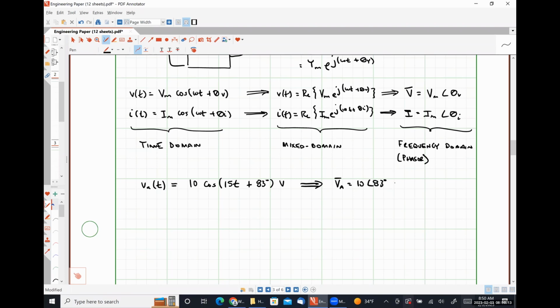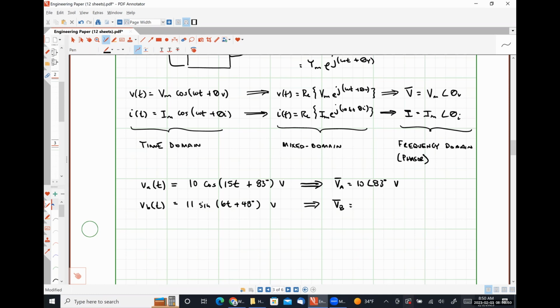10 angle 83 degrees volts. Absolutely. It does not need to be any harder than that. Okay, I'm going to make it harder than that, but it doesn't need to be really. All right. So let's say that we have VB of t is equal to 11 sine 6t plus 48 degrees volts. What is our phasor representation going to be?